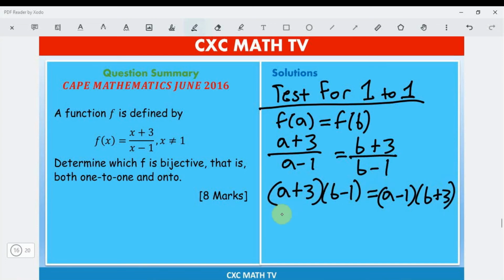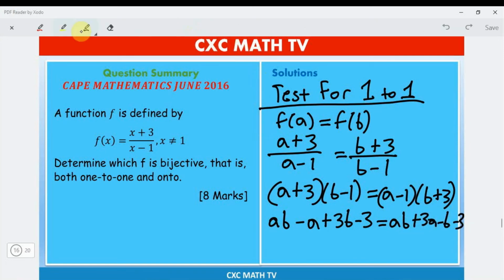If we expand through, we're going to get ab minus a plus 3b minus 3. That's equal to ab plus 3a minus b minus 3. Now, as you can see right here, the ab would cancel the ab, right? The minus 3 would cancel the minus 3 from each side. And then we need to group the a and the b on one side. So bringing over the 3a over here, well, we can bring a over to this side to have 3a plus a.